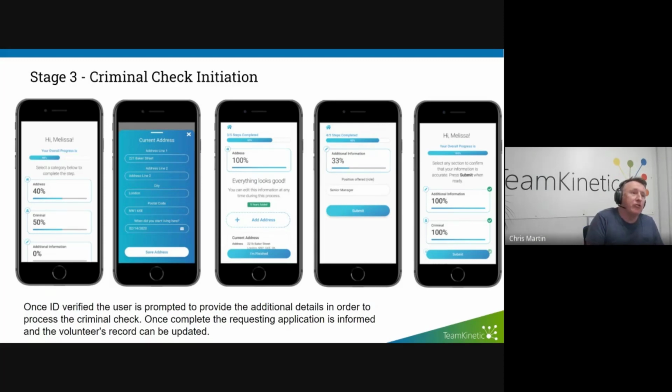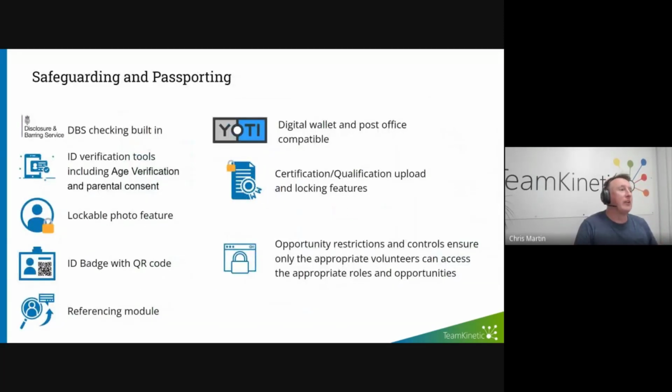That DBS will also be added to their Yoti wallet, so their DBS is linked to their verified ID. In the future, if they want to share it with another organization, they can, which is all super clever. When you layer that up with some of the other things we're doing, the verified ID, the lockable photo, the ID badge or QR code with the same lockable photo on it, the referencing module that we offer, the digital wallet from Yoti, and the fact that we're going to be able to add certification and qualifications to that Yoti wallet as well, if they're verified qualifications, it really starts to create this idea of a volunteer passport that people have been talking about for a long time.